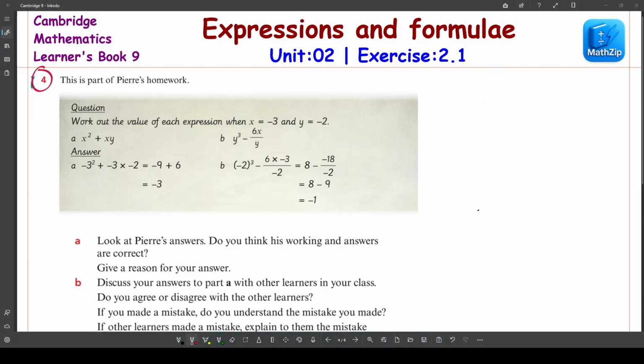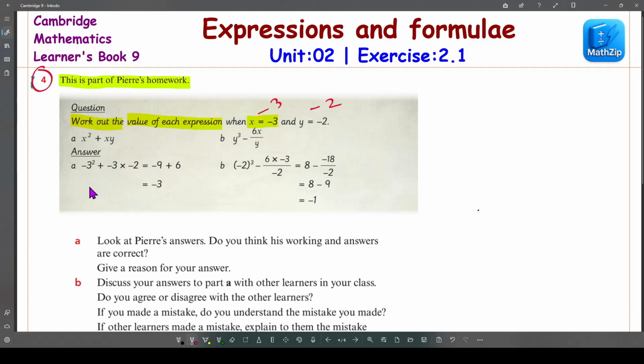Let's start. This is a very important question because it is mentioned that this is part of Perrier's homework. Work out the value of each expression when x equals minus 3, note that this is minus 3, and y equals minus 2. Question A, x square plus xy.